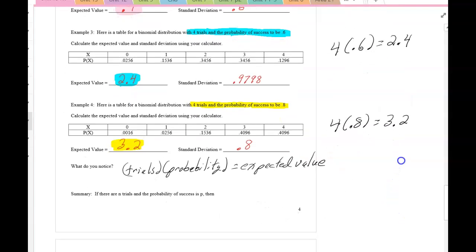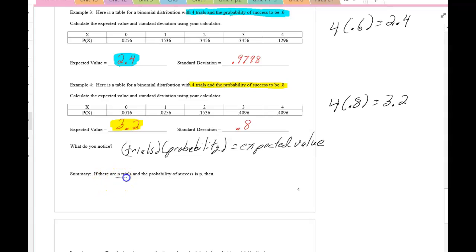So scrolling up, I'm going to put that little summary down here at the bottom. If there are n trials and the probability of success is p, and this only works for binomial distributions, the expected value is equal to np, which is the trials times the probability. And that was the pattern that I wanted us to learn, that the expected value is n times p. Let's look at an example or two before we look at the standard deviation.